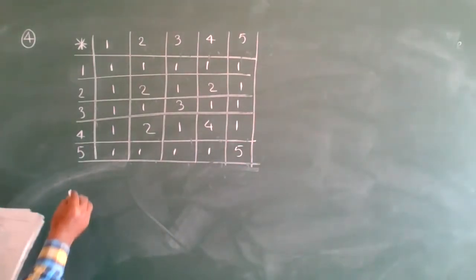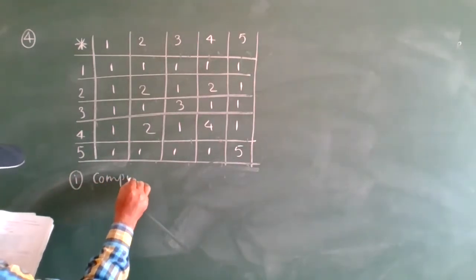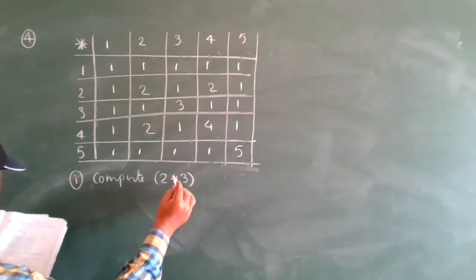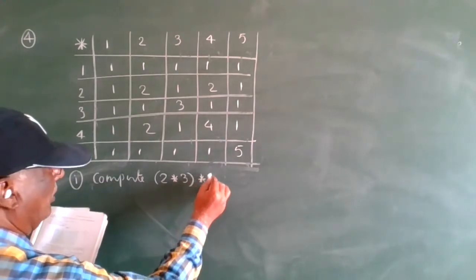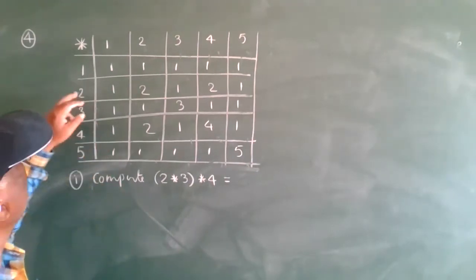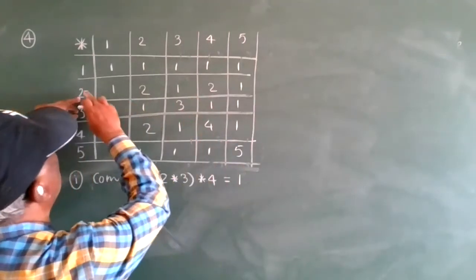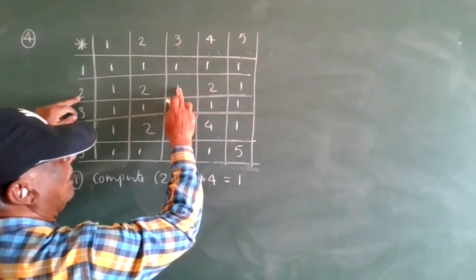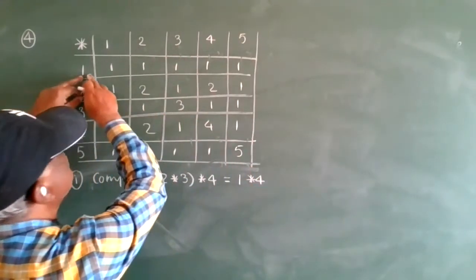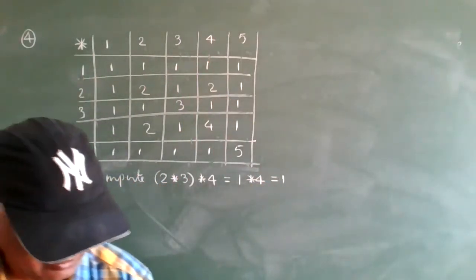Find out the values. First bit is to compute 2 star 3 star 4 star 4. Everyone see: among these, 2 star 3 value is 1. Then 1 star 4 value is 1. It is okay.